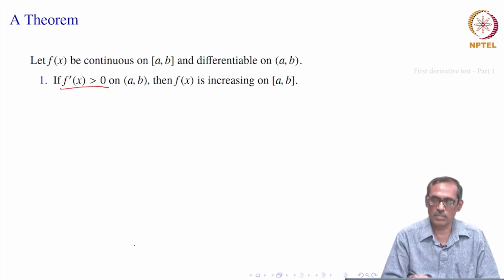So if f prime of x is bigger than 0 on (a, b), that is, positive, then f(x) is increasing. Of course, when it is positive, its tangent will be something like this, so the curve will be increasing. At any point, you see, tangents will be this way.